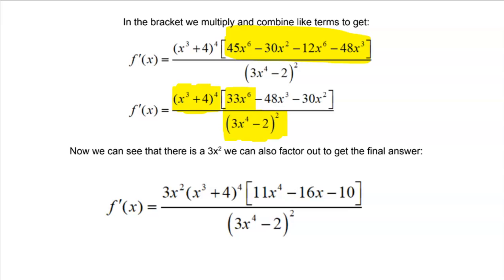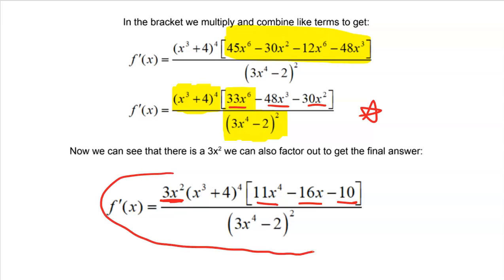But then I realized one more thing. And to be honest, this isn't a terrible final answer. But I realized that between these three terms, I can actually factor out a common 3x squared. They all have a factor of a multiple of 3, and they also all have at least an x squared. So that's why I factored that 3x squared out in front, which left behind an 11x to the 4th, negative 16x, and a negative 10. So here is my, well, not so gorgeous final answer, but it is fairly nice and simplified, at least as best as I possibly can.